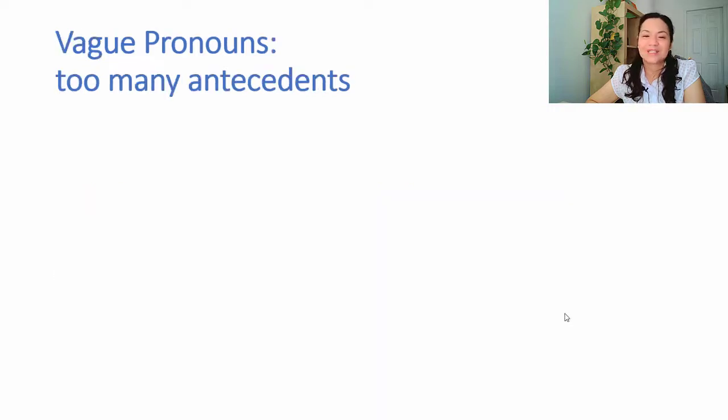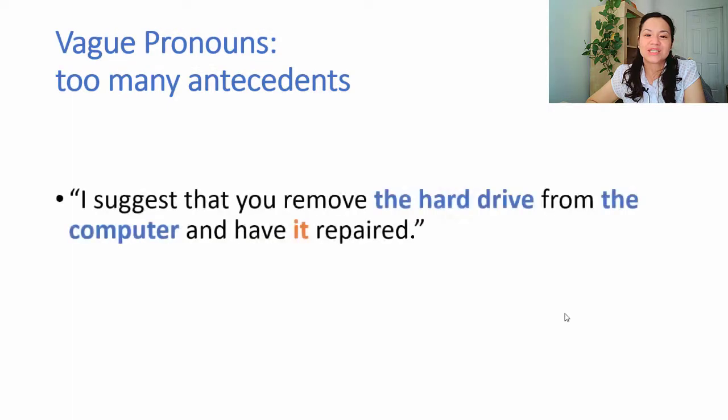The next sentence with an error is, I suggest that you remove the hard drive from the computer and have it repaired. In this sentence, we don't know what the pronoun it is referring to as there are too many antecedents. If there is more than one antecedent before the pronoun, it's a good idea not to use a pronoun in this case. I suggest that you remove the hard drive from the computer and have the hard drive repaired. Or, I suggest that you remove the hard drive from the computer and have the computer repaired.